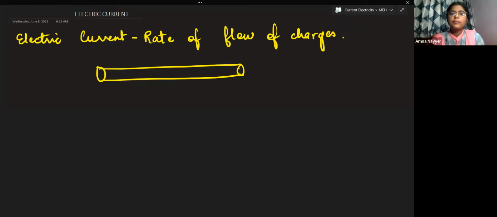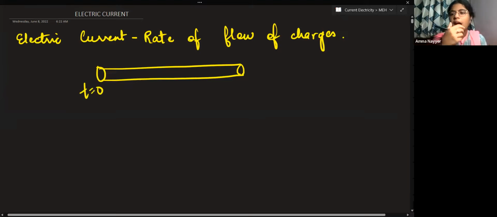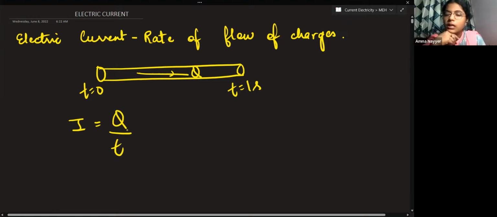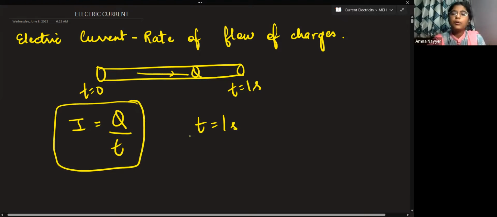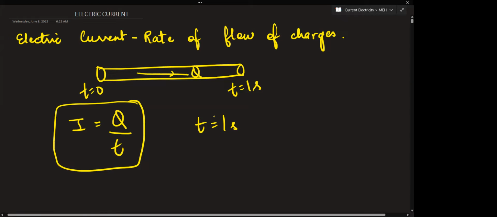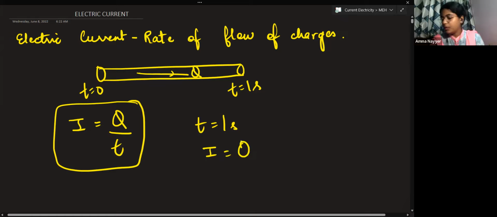If we take this wire and at t equal to 0, I have started the timer, and exactly at t equal to 1 second, I have stopped the timer, some amount of charge has flown through it. I have noticed this. Some amount of charge has flown through it in 1 second. Now, according to this definition, the formula of current becomes charge divided by time, whatever is the flow of charges divided by time. Now, if I put t equal to 1 second, what will be the relation left in this formula if I put t as 1? I is equal to Q. Perfect. I will be equal to Q.